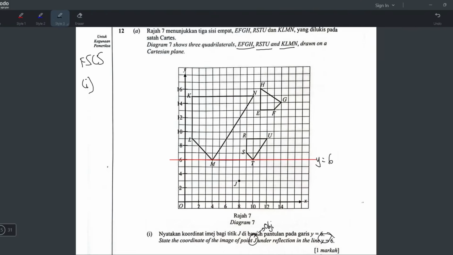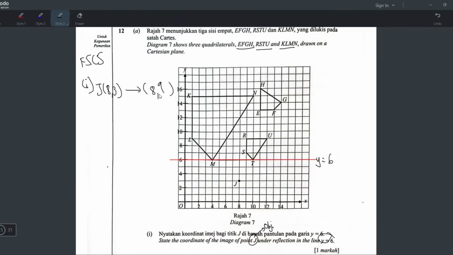Then do the reflection, using J as the object. So J is 8, 3. I will just draw an arrow like this and then write the answer here. This is the way I recommend to write it in the exam. Write it like this. So J, what is the image? When we do reflection, 1, 2, 3, and then 1, 2, 3. So it'll be 8, 9. So that's the answer.